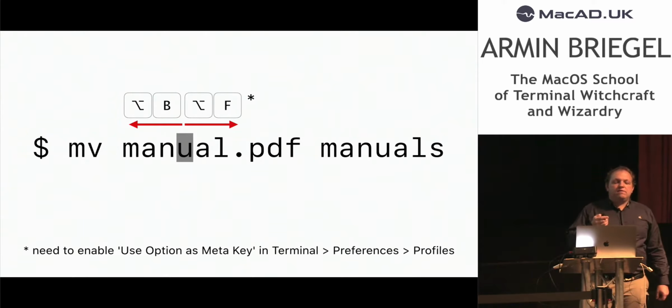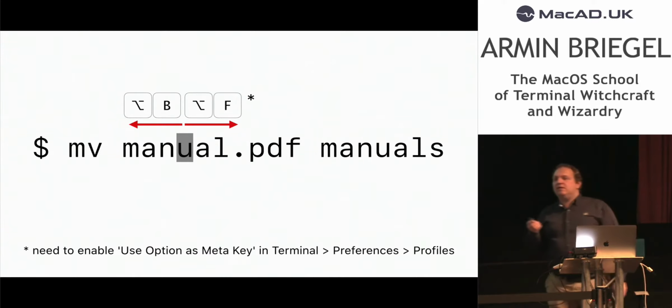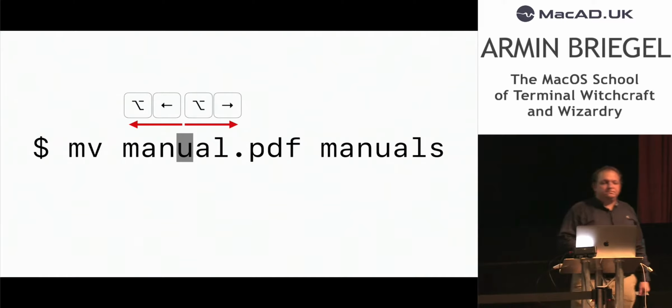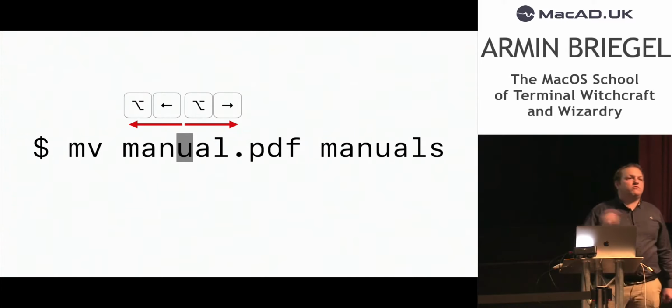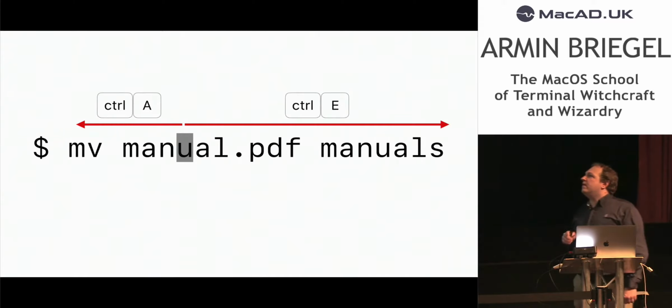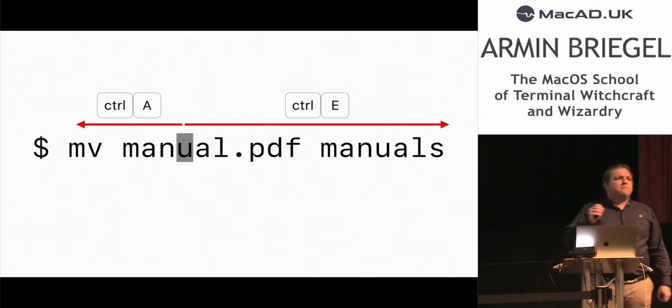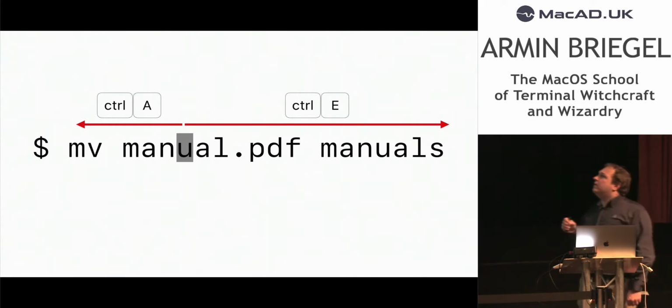To use this, you have to enable Use Option as a meta key in the terminal preferences, which I believe is not enabled by default. Then again, we're on the Mac. This is nice. Option left key, Option right key does the same thing. The same as in any macOS standard text editor, by the way.